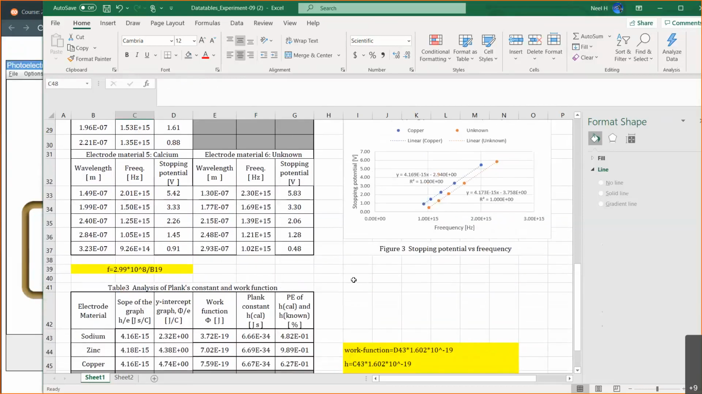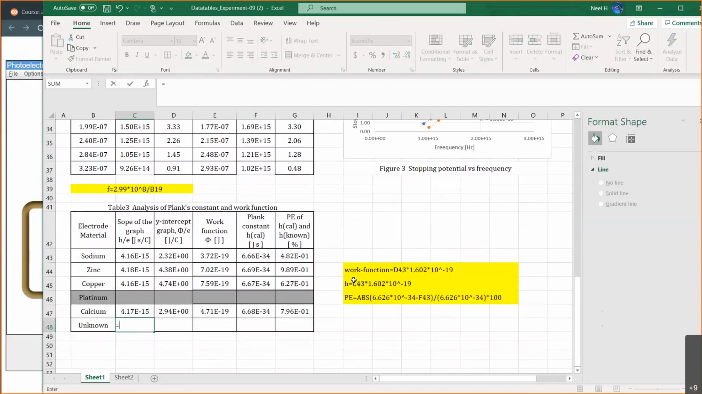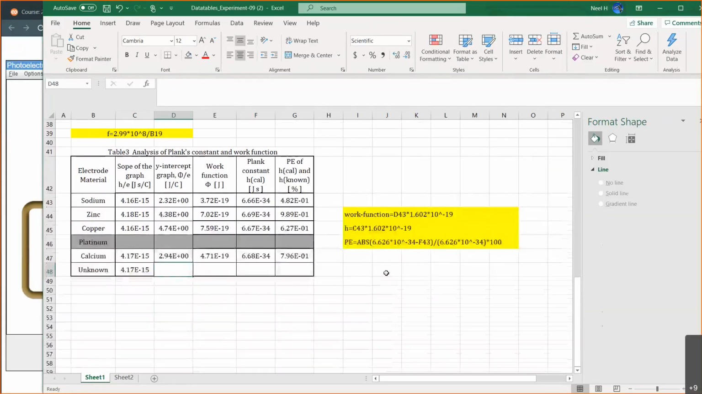For the unknown, the slope is 4.173 multiplied by 10 to the power minus 15. Oops, why is the negative sign there? It should be 10 to the power minus 15. And the intercept is 3.758. You can click and drag this, it will do the calculation automatically. The Planck constant and the error for that you can see is very nice. And the work function you can see now is 6.0.